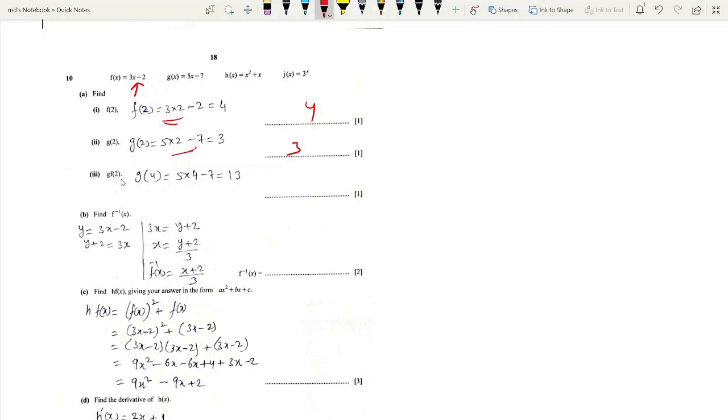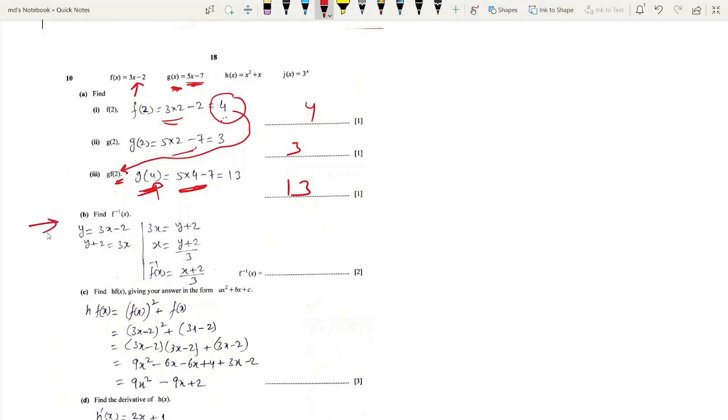And g of f of 2, okay. First of all, f of 2 we need to find. f of 2 is 4, right? So we have to put 4 here at f of 2. So I got g of 4. Did you understand how I got g of 4, guys? Because f of 2 is 4. You can check. So this is g of 4. Okay. And it means we have to put x equals 4 in g of x. Then 5 times 4 minus 7, which you can check here. 5 times 4 minus 7, that is 13. So these are 1 marks.